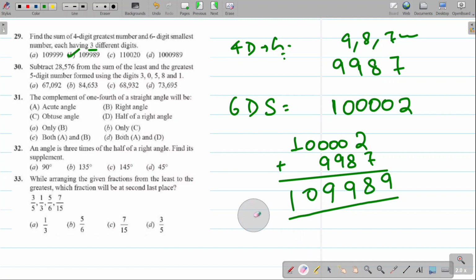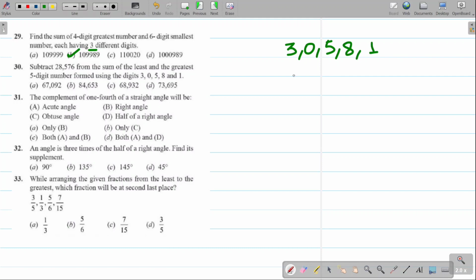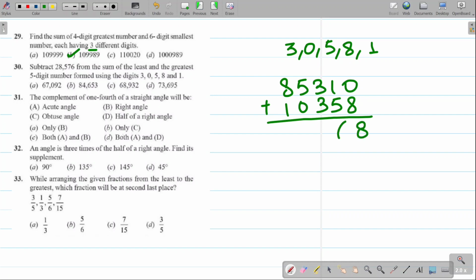So moving to the next question, it says subtract this given number 28576 from the sum of the least and the greatest 5-digit number formed using these digits 3, 0, 5, 8 and 1. The greatest number that can be formed is 8, 5, 3, 1 and 0, and the smallest number that can be formed is 1, 0, 3, 5 and 8. After adding both of them, we'll get 8, 6, 6, 5 and 9.